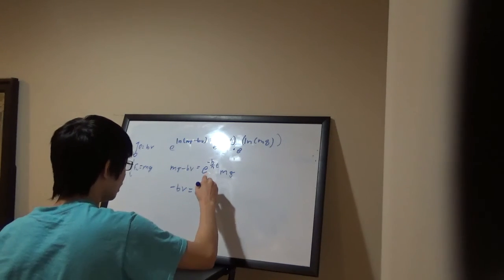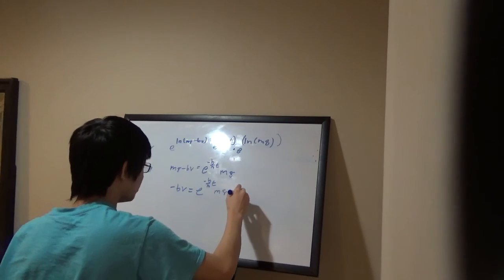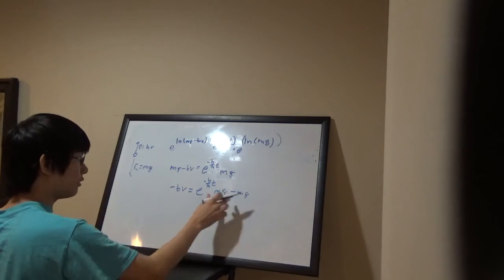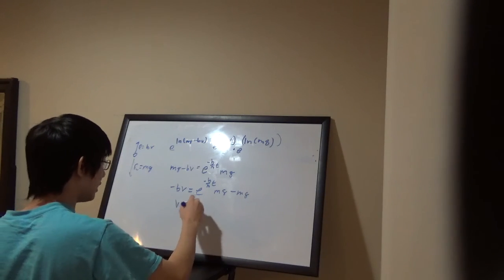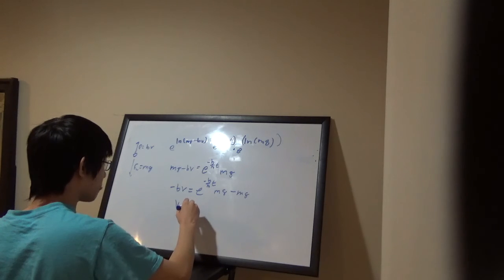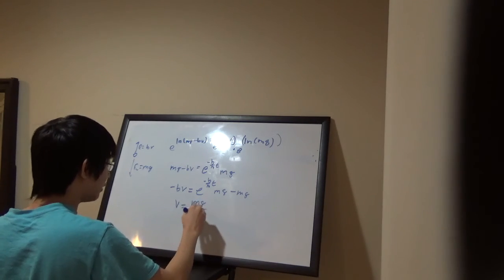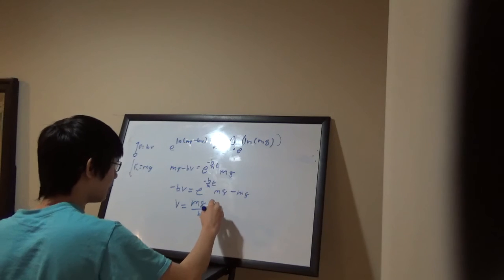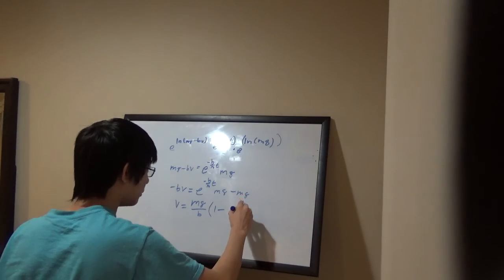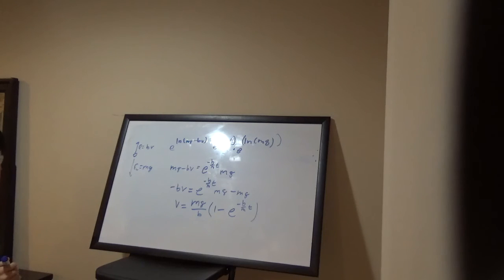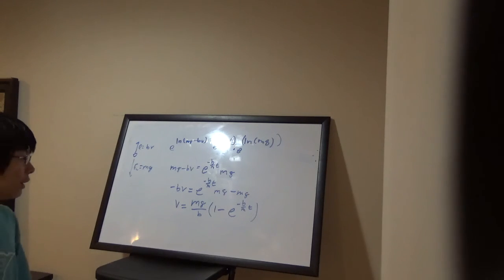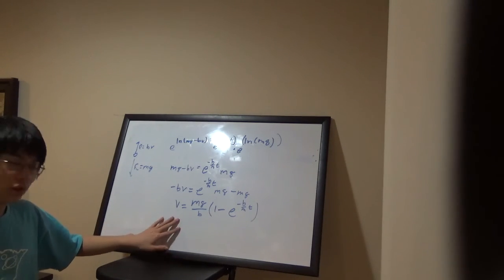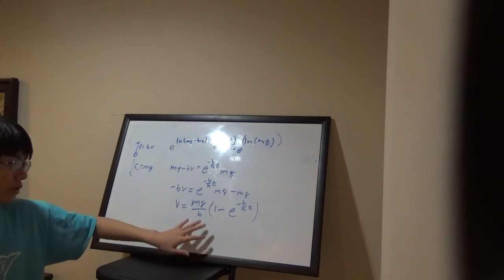Now I'm going to move mg to this side, so I get negative bv is equal to e to the negative b over m t times mg, minus mg. Then I'm going to factor out an mg, and divide both sides by negative b. So you get v is equal to mg times 1 minus e to the power of negative b over m t. You can check that my work is correct: multiply both sides by negative b, rearrange, and you'll notice these two things are derived from each other. So there is our function, v as a function of t, our velocity as a function of time.